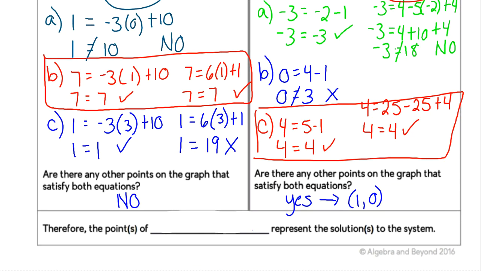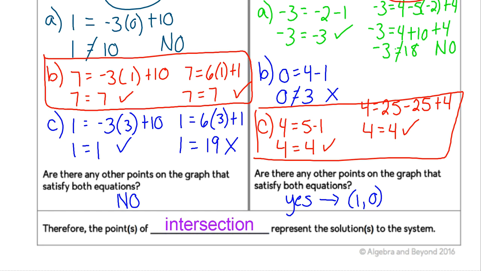So based on what we've seen, the points of intersection represent the solutions to a system of equations. When we have two or more equations, it makes a system, and their intersection points on the graph represent when they are the same.